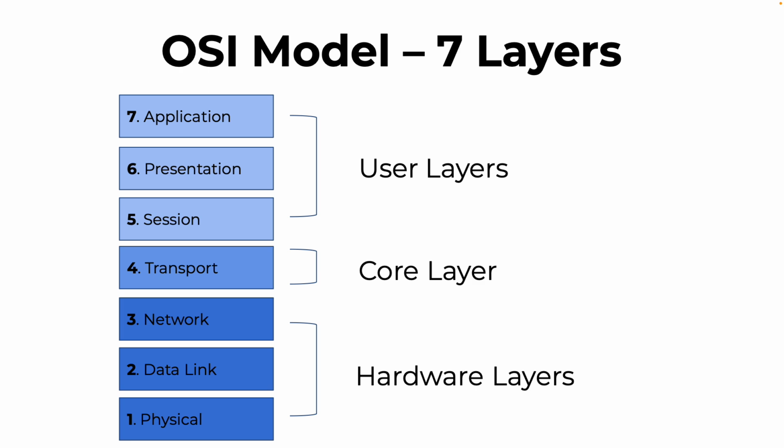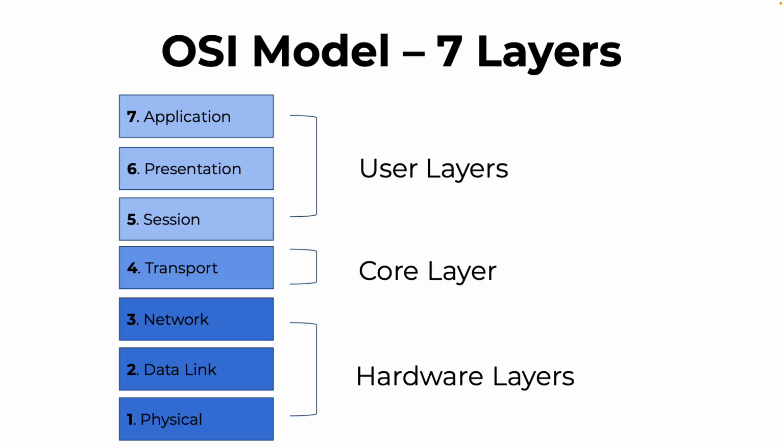Let's start with layer 7. Layer 7 is the application layer. Application is nothing but your actual application, where you see all your HTTP requests, the end user applications. All applications are at layer 7.